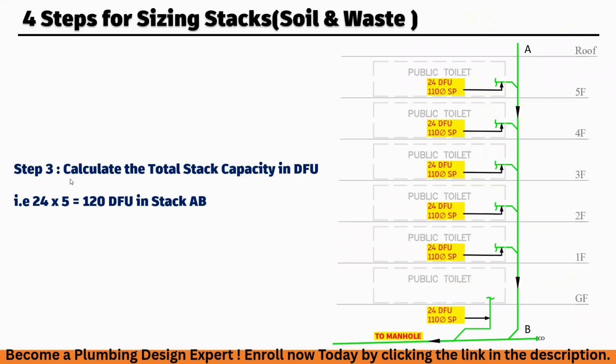Step 3, calculate the total stack capacity. So the stack is A to B. Capacity means total DFUs coming into this stack. That is simple. 1, 2, 3, 4, 5 branch intervals. 24 into 5, that is 120 DFUs. That is the loading capacity of the stack AB. So that's the simple step.